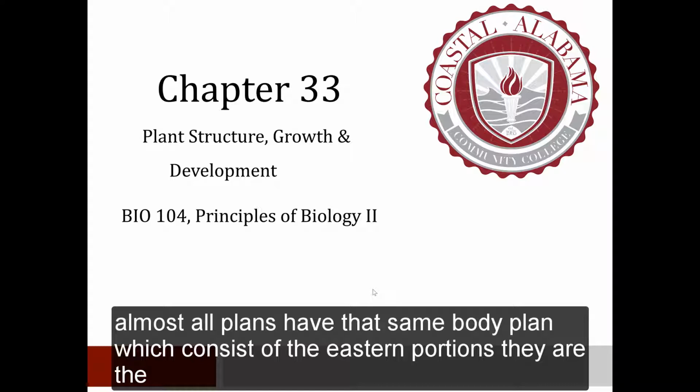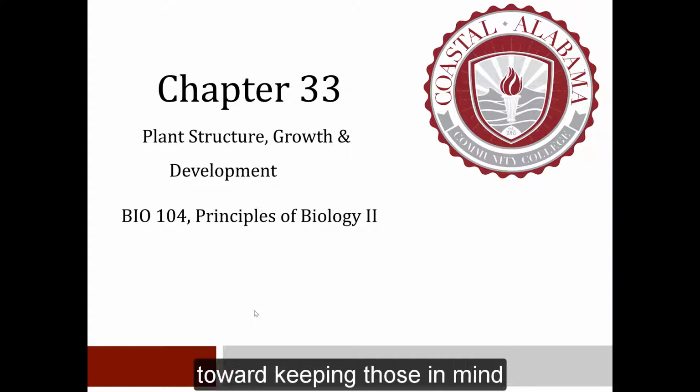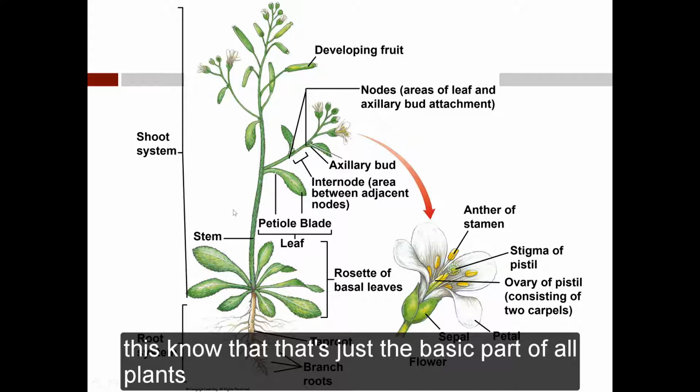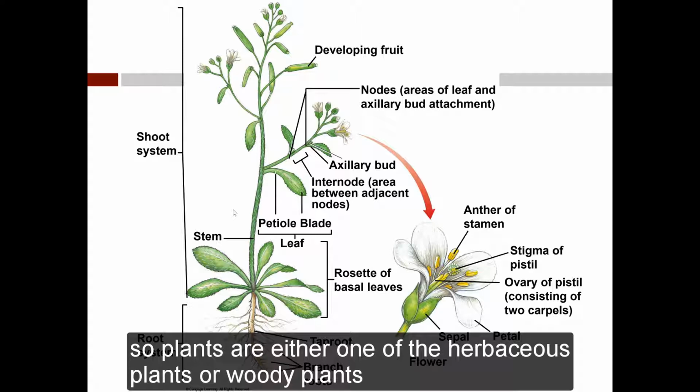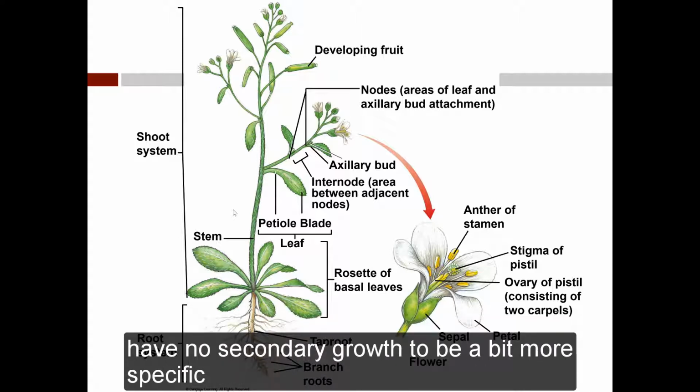Almost all plants have that same body plan, which consists of these three portions. They are the roots, stems, and leaves. Keeping those in mind, just note that that's the basic part of all plants. Plants are either going to be herbaceous plants or woody plants. To help you discern between the two, herbaceous plants are those plants that have no woody growth. Those are plants that are non-woody, and they have no secondary growth, to be a bit more specific.